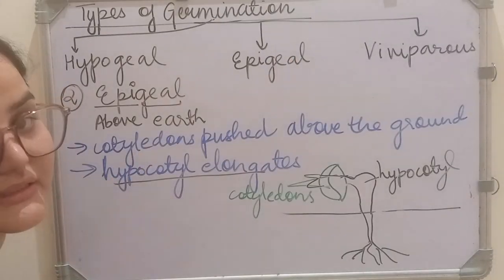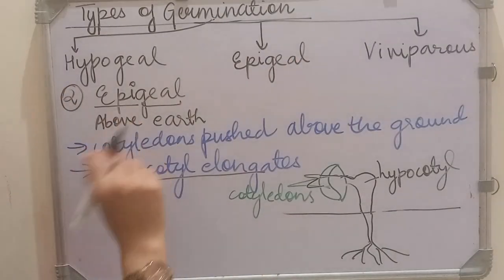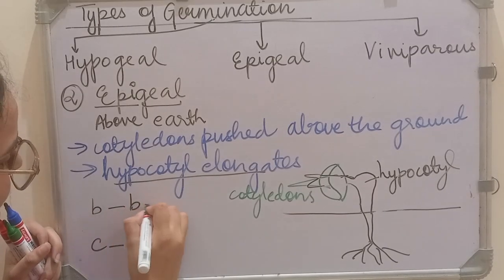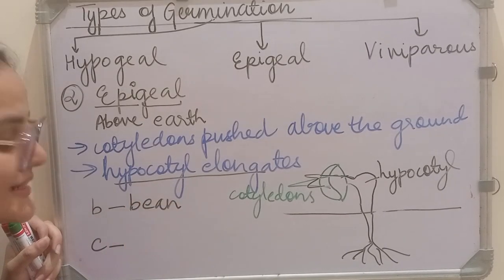So let's now see the examples of epigeal. The examples are B and C. B is for bean and C is for castor.